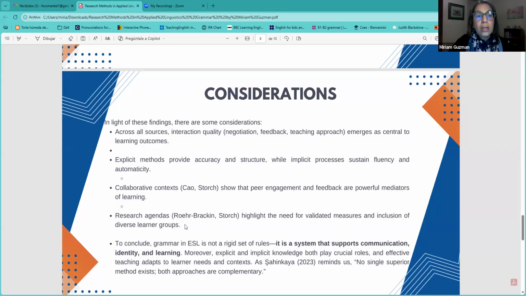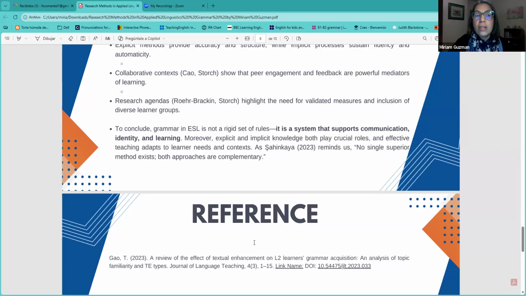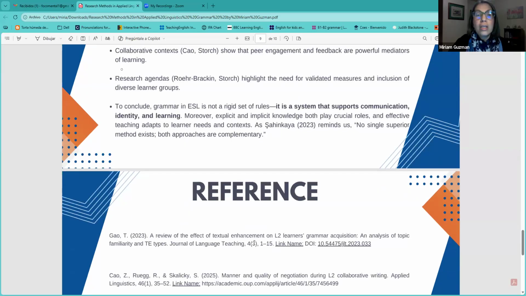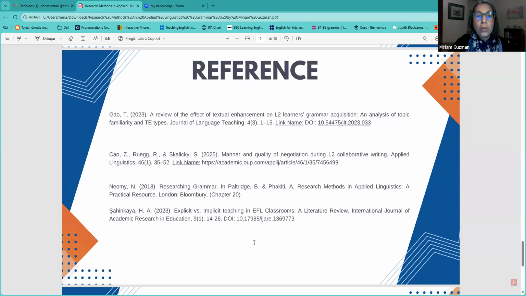To conclude this research, grammar in ESL is not a rigid set of rules. It's a system that supports communication, identity, and learning. Moreover, explicit and implicit knowledge both play crucial roles, and effective teaching adapts to learner needs and context. As Sakin Kaya 2023 remarks, no single superior method exists, but approaches are complementary. For this research and presentation, I checked all the references that you are able to check.